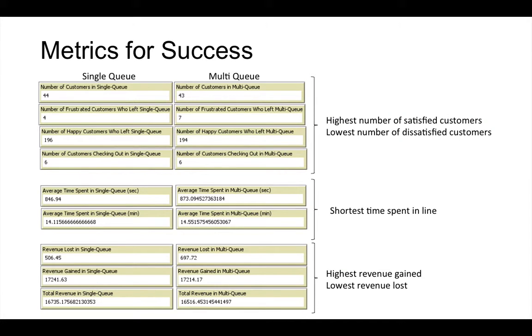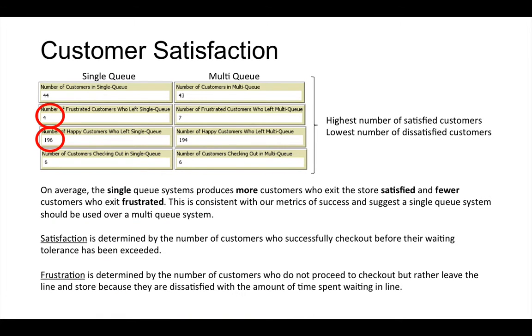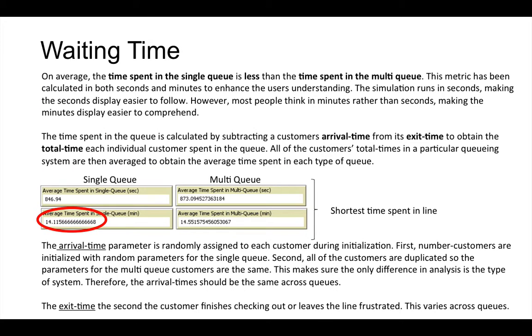There are 3 main sections for the outputs. They measure the 5 main metrics of success. We will start with the first main section, customer satisfaction. On average, the single queue systems provide more customers who exit the store satisfied and fewer customers who exit frustrated. This is consistent with our metrics of success and suggests that a single queue system should be used over a multi-queue system.